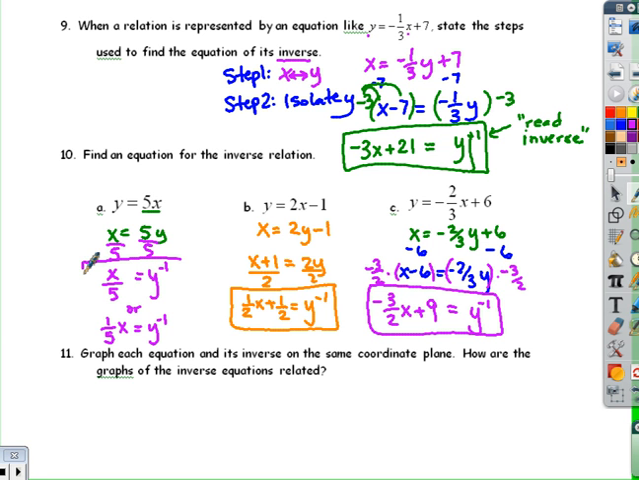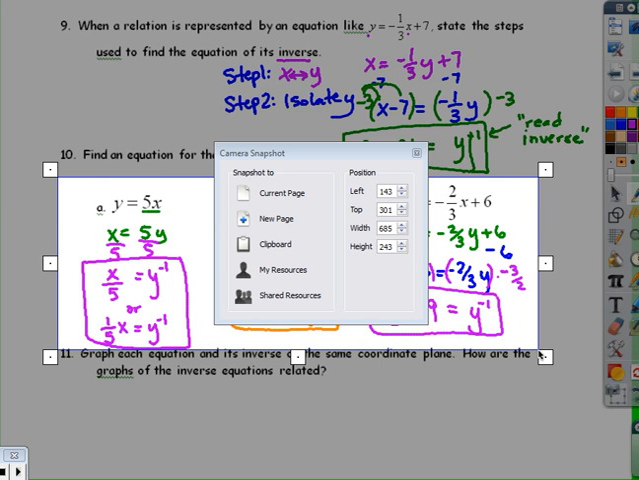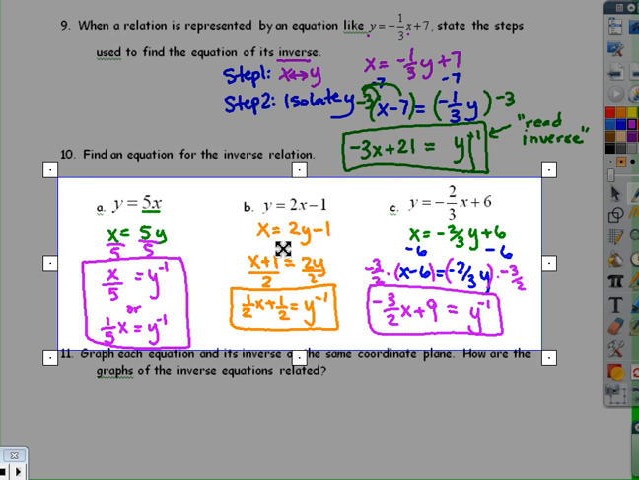This one has 2 possible answers. We're going to 2 different ways. You could have it as x over 5 equals y inverse, or 1/5 x equals y inverse. These are both the same thing. All right, if we're going to graph it, this might feel a little clearer that our slope is 1/5. All right, so on the next slide, it's going to ask us to graph the equation and the inverse. So I need to take a picture really quickly of this and put it on the next page.